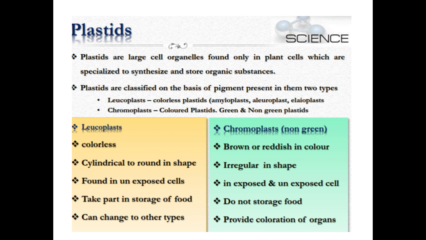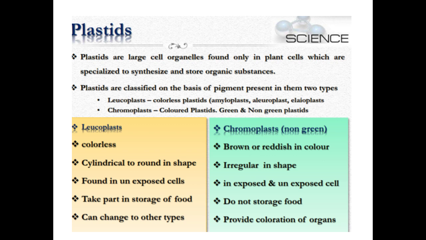So, plastids are classified on the basis of the pigment present in them, and they are of two types. They are leucoplast and chromoplast. Leucoplasts are colorless plastids. Also, they may be white in color. So, if you see a white leaf, that leaf contains leucoplast. Some examples of leucoplast are amyloplast, aleuroplast, and elaioplast.